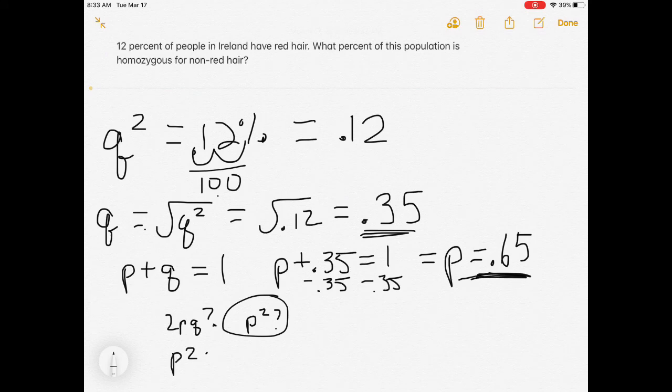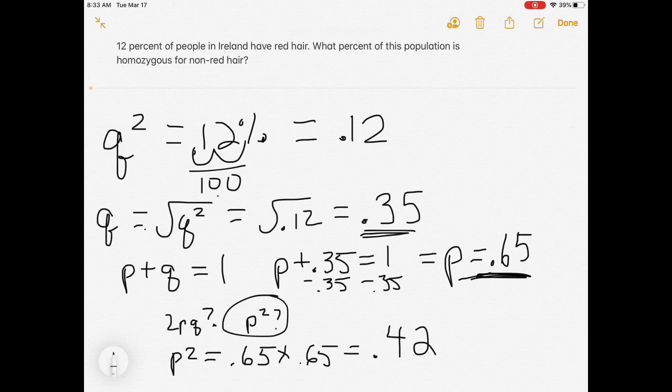Or if you're like me, I'm going to, in my really simple calculator, do 0.65 times 0.65. It's the same thing. When I calculate that, I end up with 0.42 as my p squared number. Now this is a frequency.